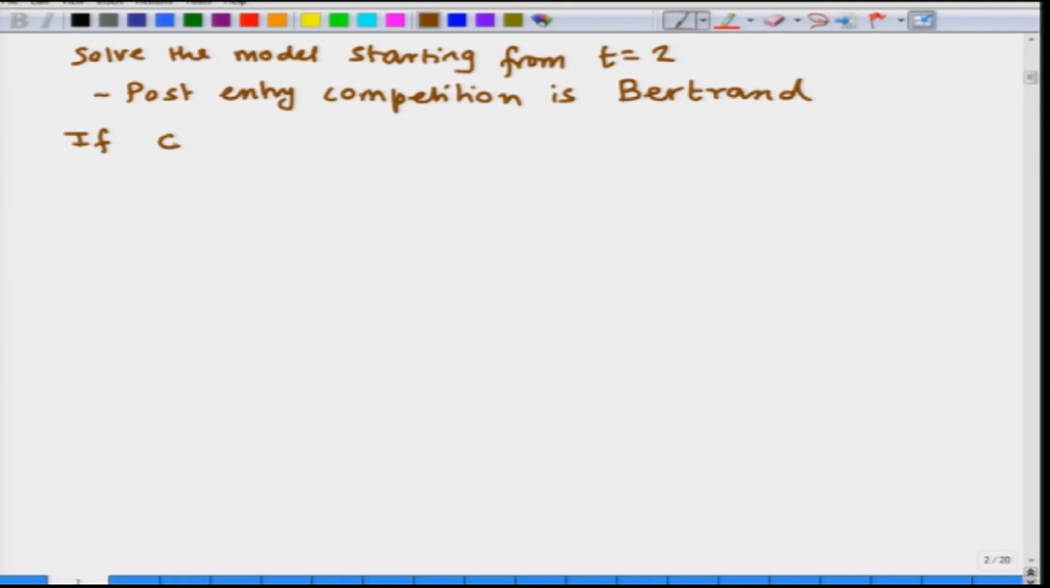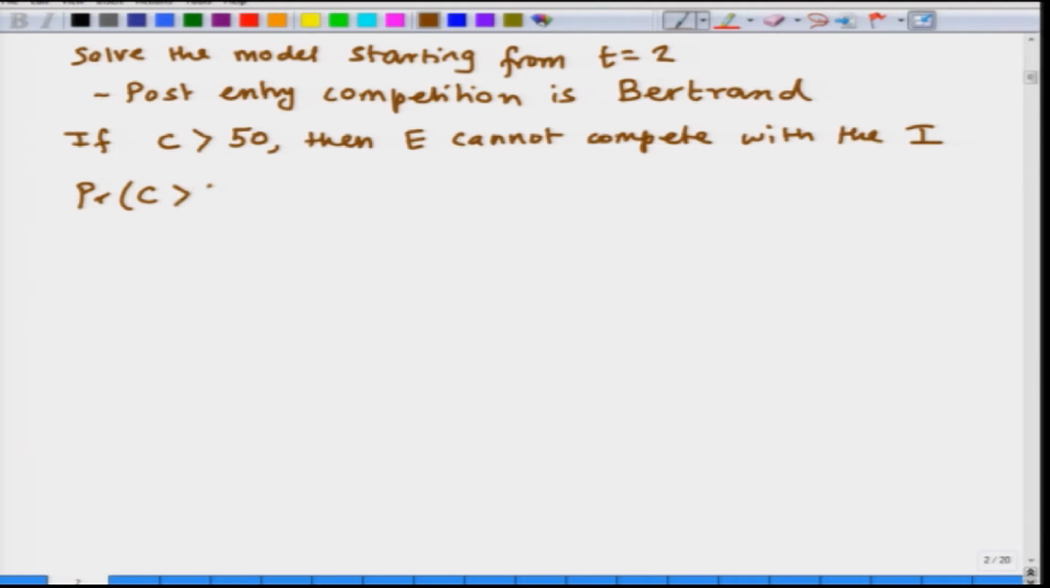So, if the marginal cost of the entrant, let us call it C, is greater than 50, then E cannot compete with the incumbent, right. So, the marginal cost of the incumbent is 50. So, if the entrant's marginal cost was greater than 50, let us say even 51, even then the entrant will not be able to compete with the incumbent, because price competition will bring down the price to 50, at which case the entrant will not be able to survive the competition. So, now let us ask, what is the probability that C is greater than 50?